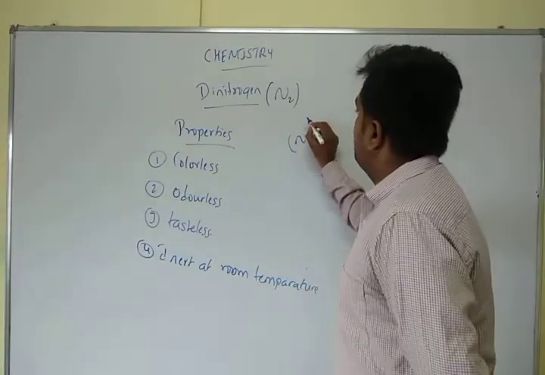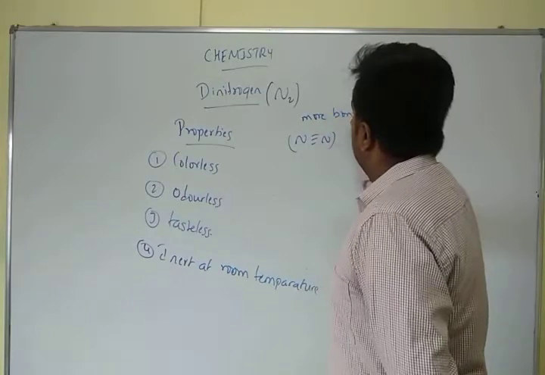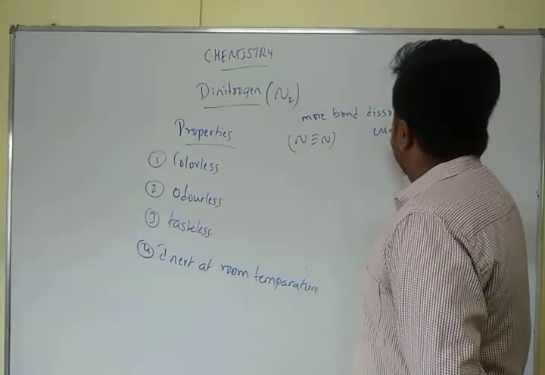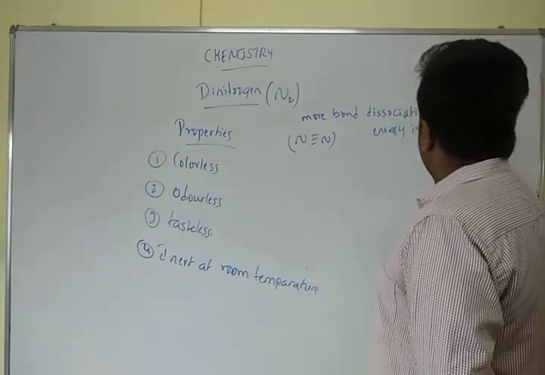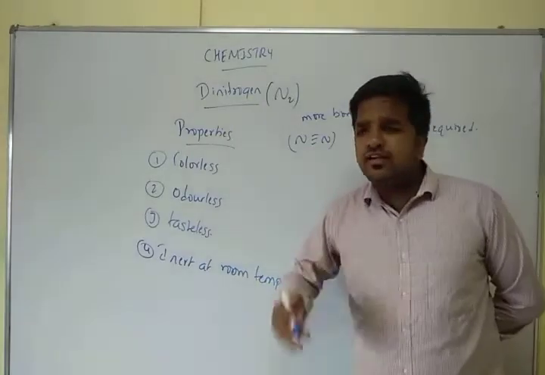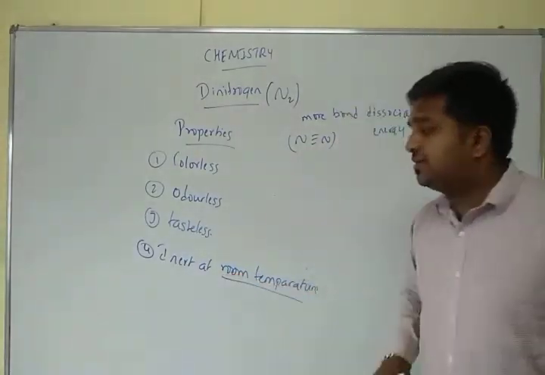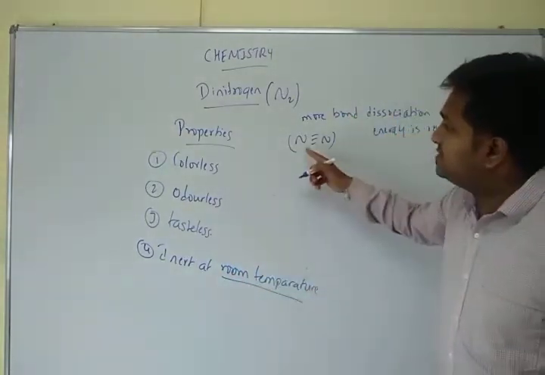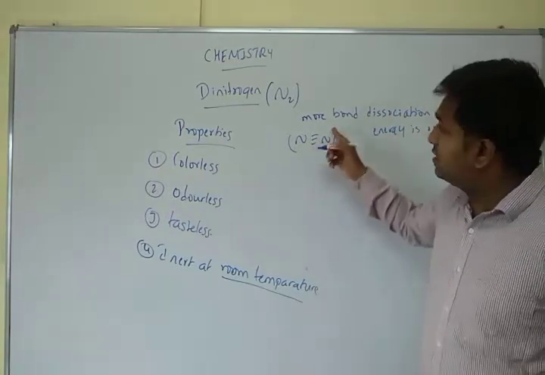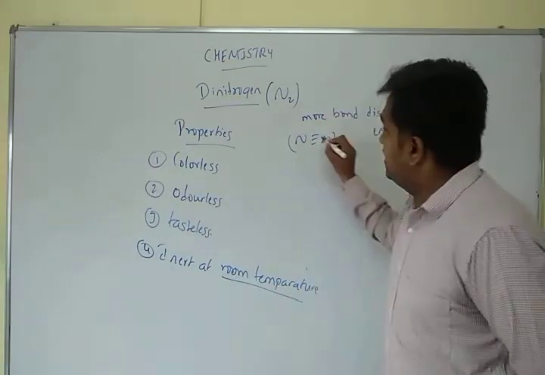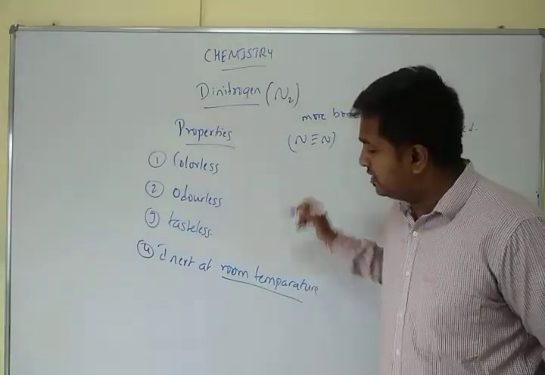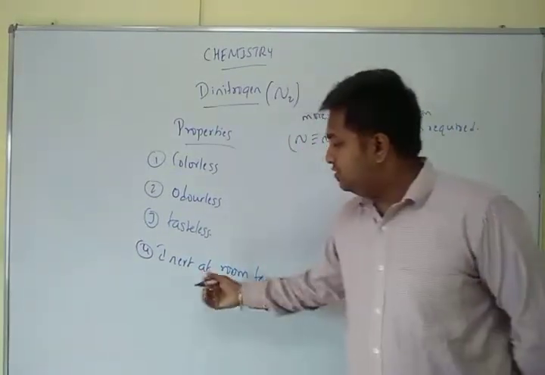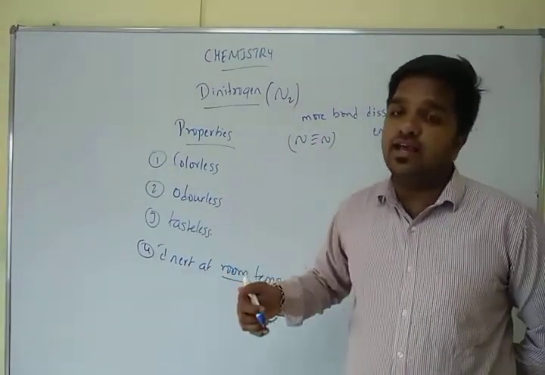Clear? So more energy is required. Generally this is very difficult at room temperature, because it is only at room temperature that dinitrogen is inert. Why is it so? Because it has the triple bond, so it requires more bond dissociation energy in order to break these three bonds. At room temperature that particular bond dissociation enthalpy will not be available. So dinitrogen behaves as an inert gas at room temperature.